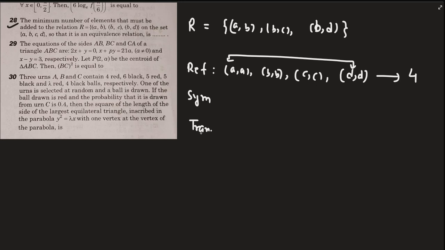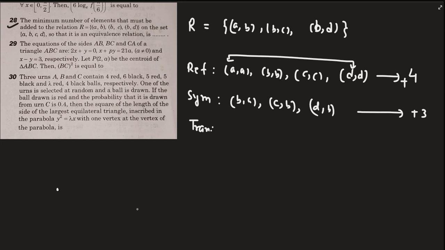For the symmetric purpose, AB is given, so you have to add BA; BC is given, you have to add CB; BD is given, you have to add DB. So here you have to add these three elements, and with the earlier 4, the total is 7. Now make it transitive. So how can we make it transitive?